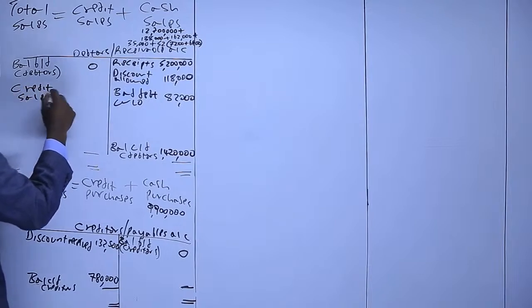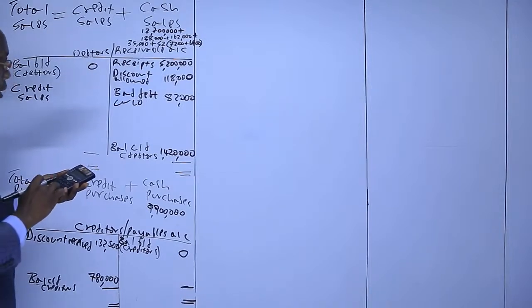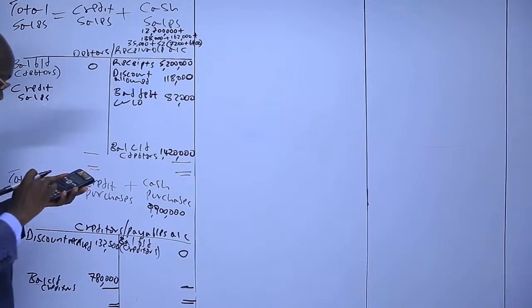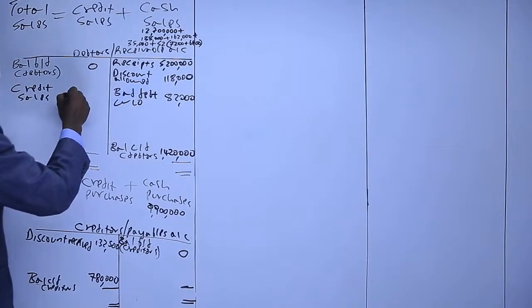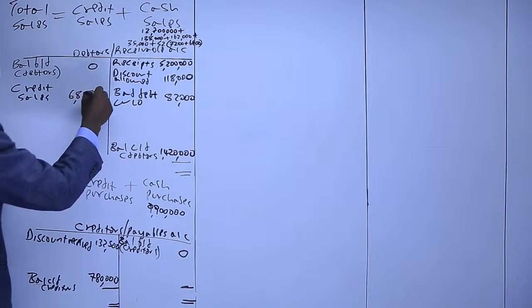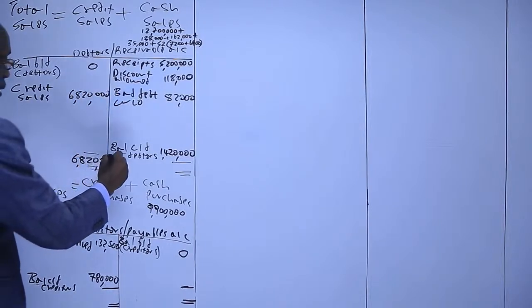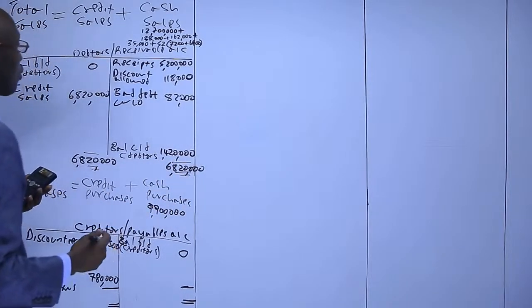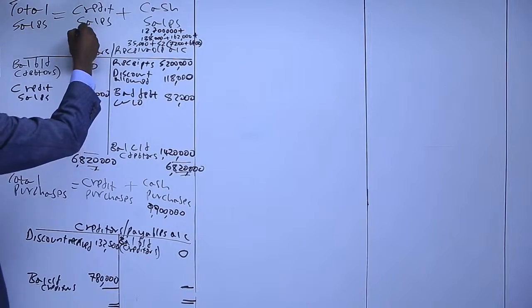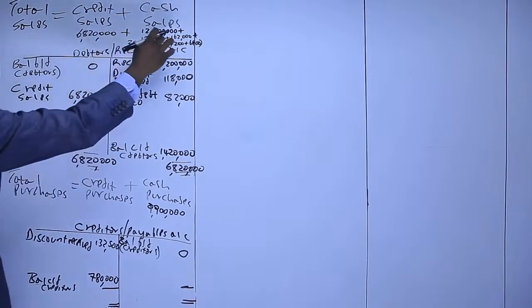Credit sales. So we add them: 5,200 thousand plus 118,000 plus 82,000 plus 1420, which gives us 6820,000. And this one, 6820, should be the totals, 6820, because we now have written the balancing figure. So then this one we transfer it here, 6820,000, which we should be able to add now the cash.